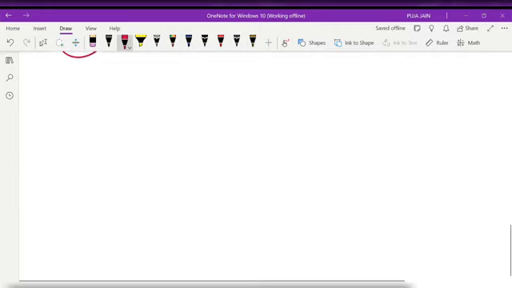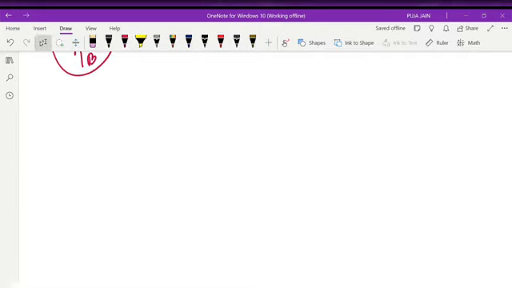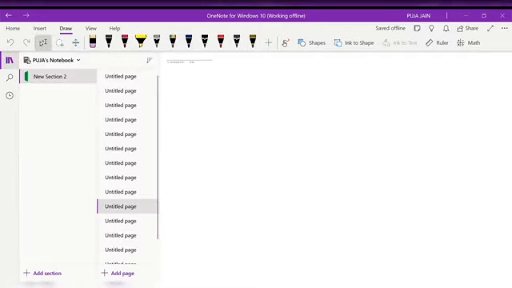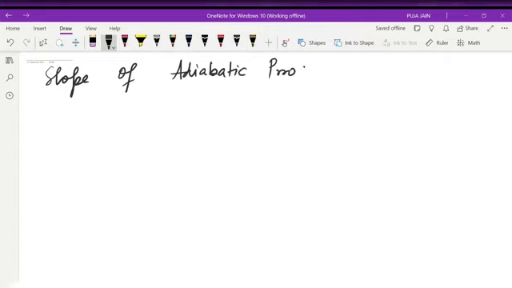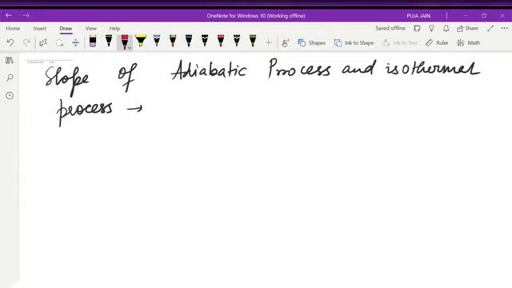Now we will discuss a theory thing again, and the topic of this theory is the slope of the adiabatic process and isothermal process. See, we know our ideal gas equation. What is our ideal gas equation? PV equals nRT, right?